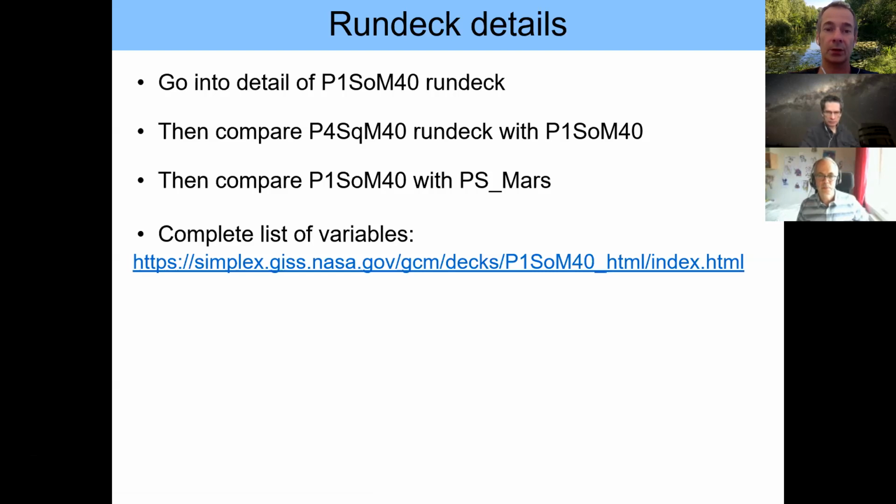The P4SQM40 has a Q-flux ocean, and you can compare it with a dynamic ocean to see how to do it. I mean, I usually use Vim diff. There are several other diffing options you can pick. I'm sure that everyone has their own favorite. And then you can even compare the P1SOM40 with the PS Mars, and you will see how vastly different those run decks are.